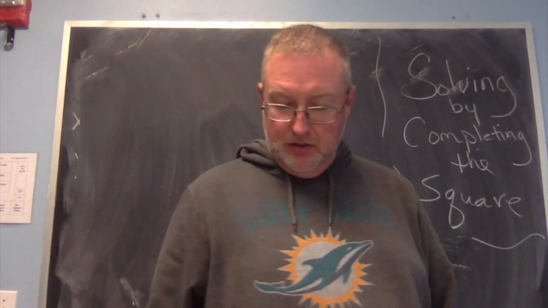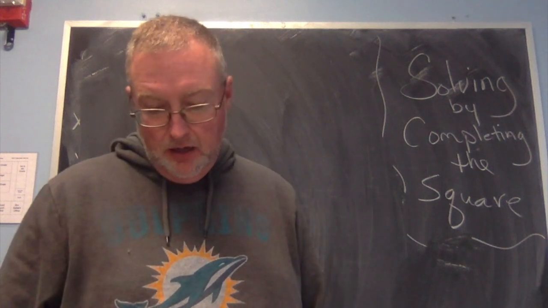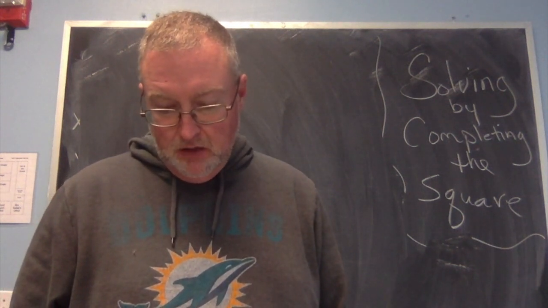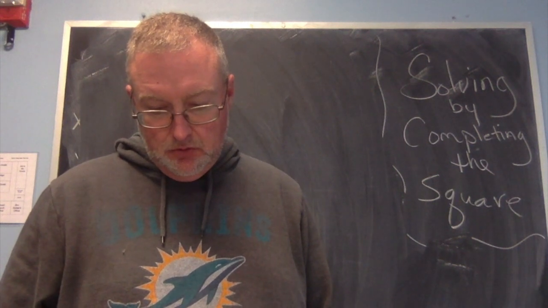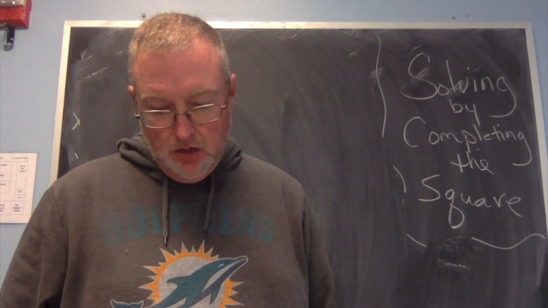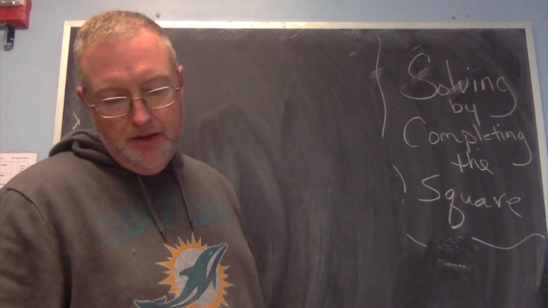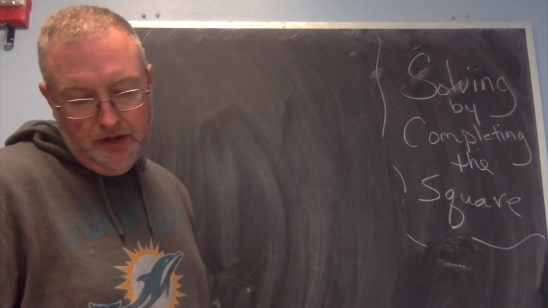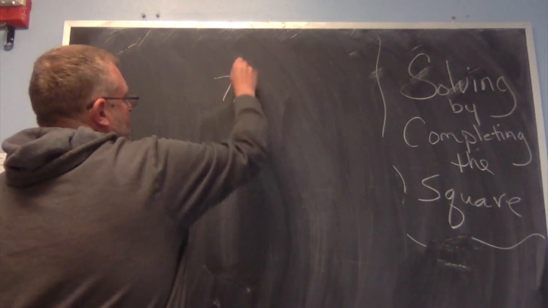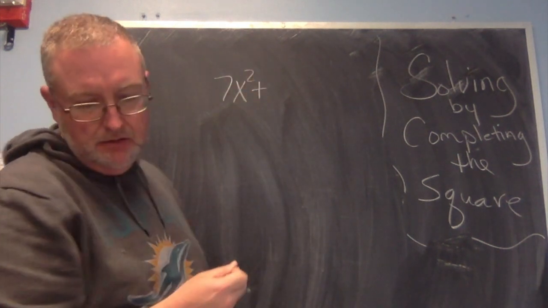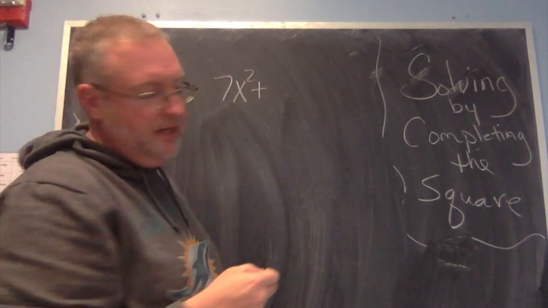Let's go backwards a little bit. Let's do number 16, right? Number 16 says 7x squared plus 14x equals 35.